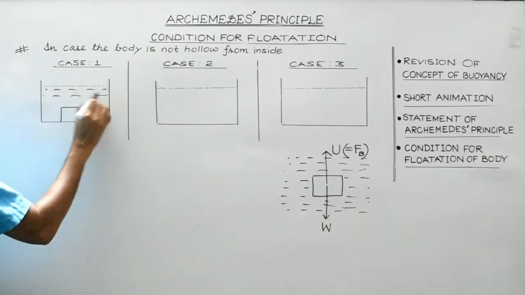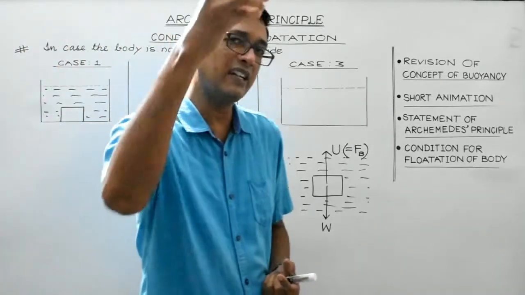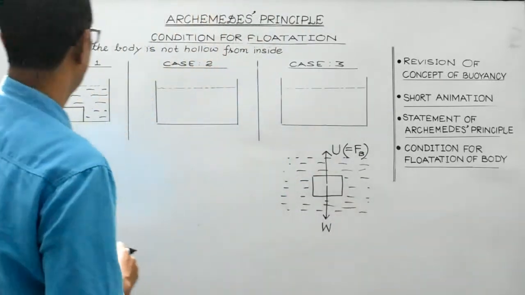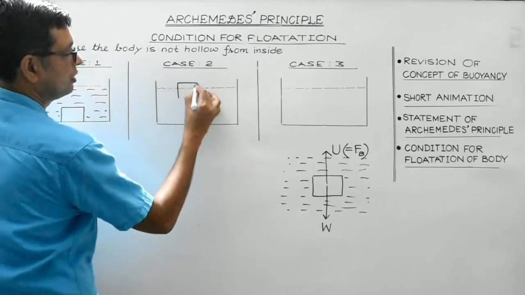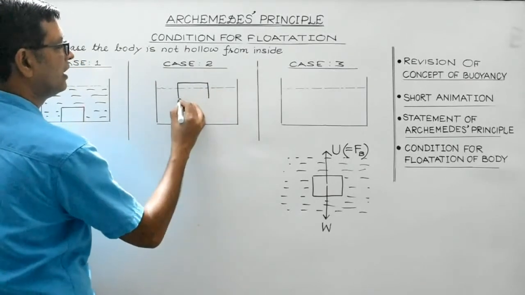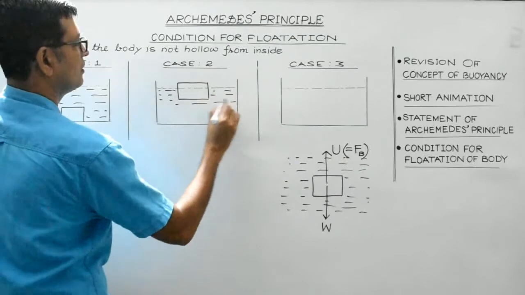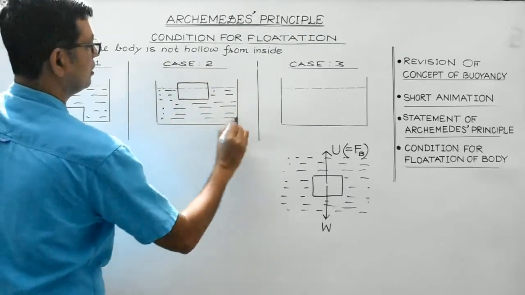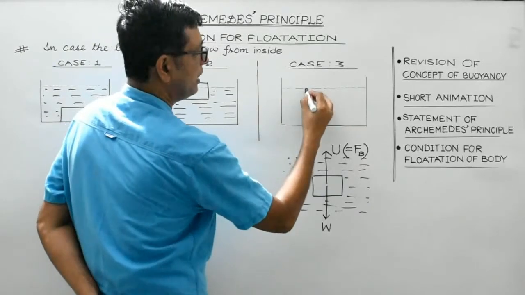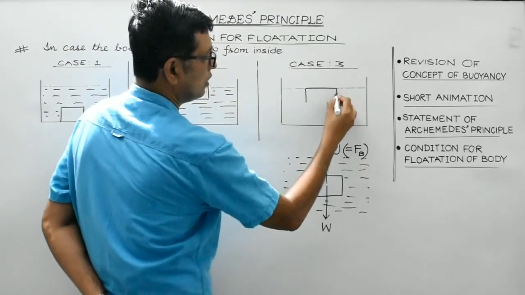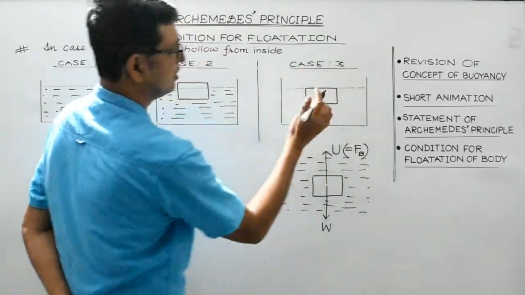This is the first case where the body completely sinks inside the liquid. The second scenario, the body can float with a small portion of the body remaining in air. This is the second case. And the third case is, it can be like this. It can remain at equilibrium while fully submerged like this. This is another case.